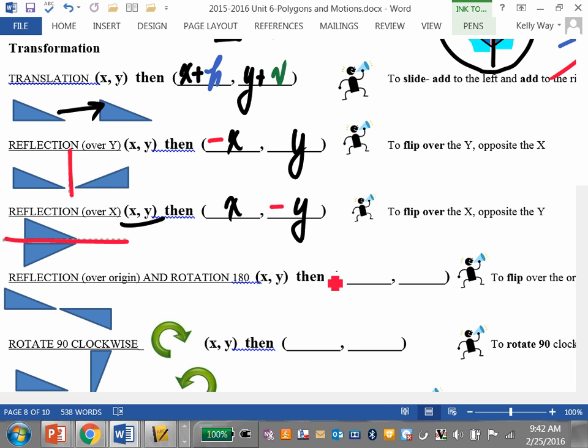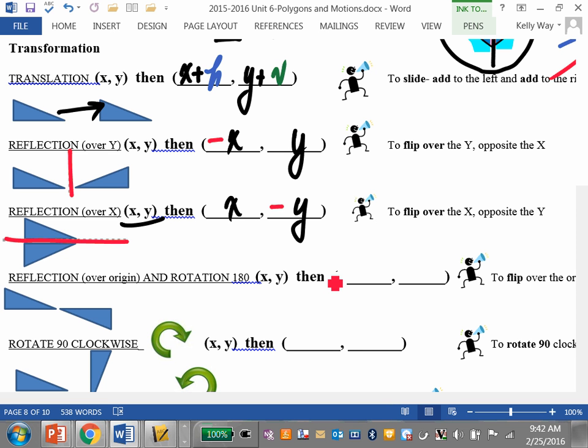Ready? Make an x-axis. Put your hand down below. Now reflect over the x-axis. This motion, is it horizontal or vertical? This is vertical. So over the x, opposite the y. Say it. So flip over the x, opposite the y.